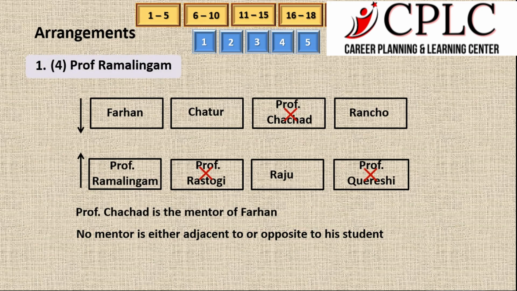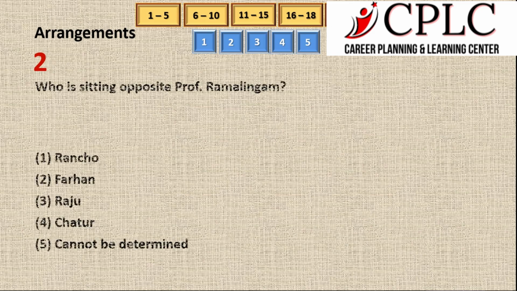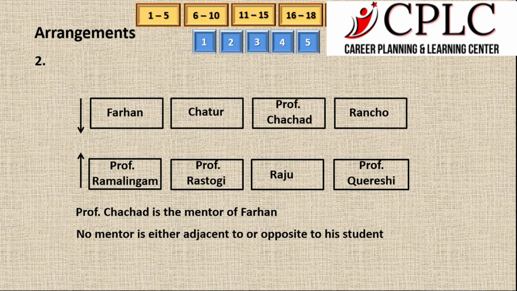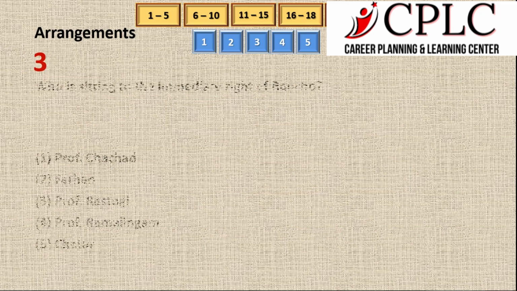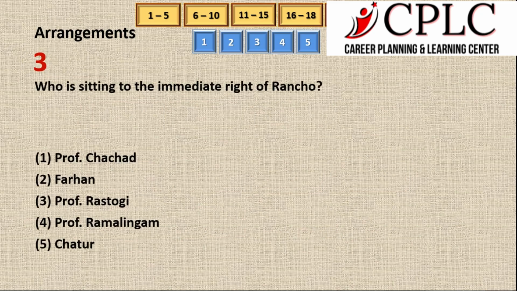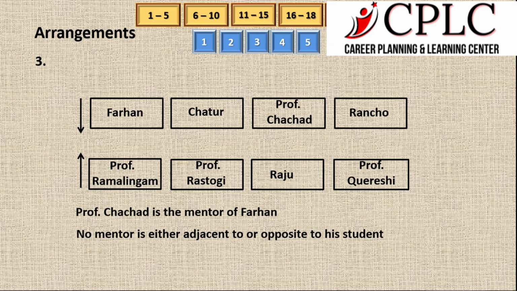Option 4 for the first one. Second one, who is sitting opposite to Professor Ramalingam? Very clearly, it is Farhan. So option 2 for the second one. Third one, sitting immediate right of Rancho. Sitting immediate right of Rancho is Professor Chachad. That is option 1 for the third question.